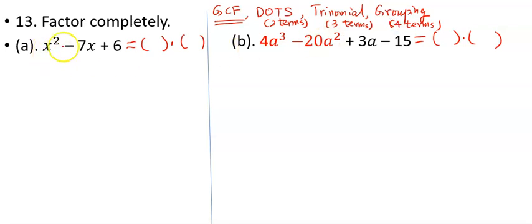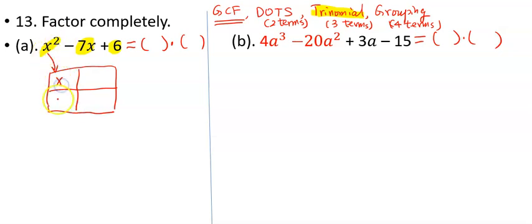As we have 1, 2, 3 terms here, we can try trinomial. And in fact, this is a trinomial. So to factor a trinomial, one of the ways is to draw a 2 by 2 box. First we break down x squared, that's x times x. And then we break down 6. Now notice we have 2 ways to break down 6, 1 and 6 or 2 and 3.